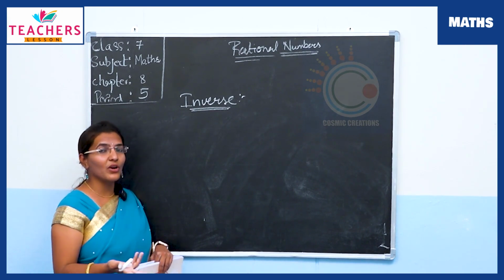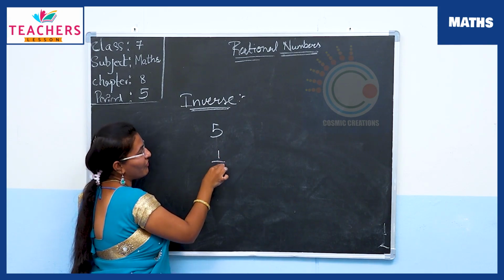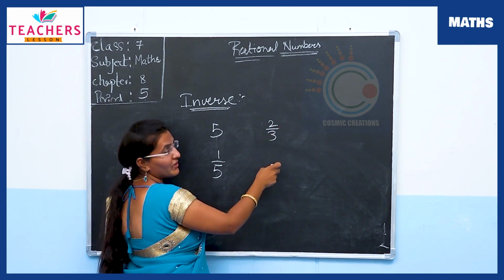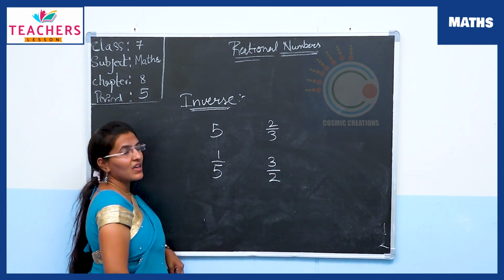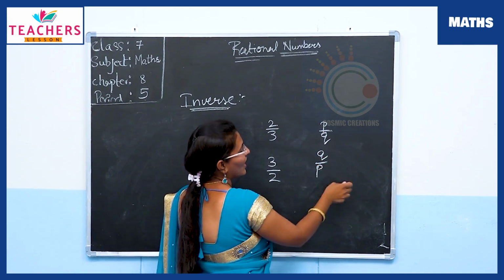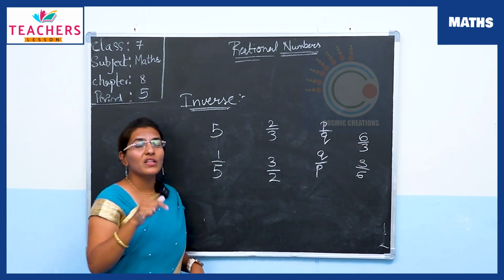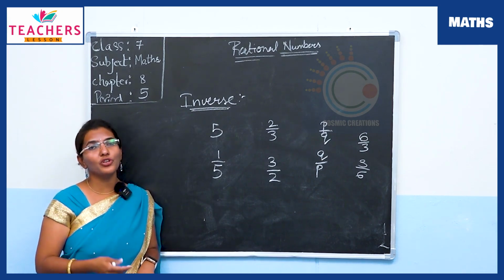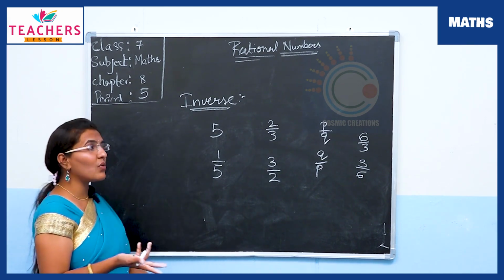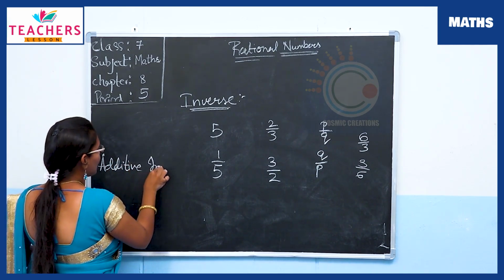That means reverse. So if you take 5, then what is the inverse of 5? Yes, 1 by 5, reverse of it. If you take 2 by 3, what is the inverse of it? It will be 3 by 2. If you take p by q, what is the inverse of it? q by p. And if you take 6 by 3, what is the inverse of it? 3 by 6. So the numerator comes to the denominator and the denominator comes to the numerator. This is the concept called inverse, you all know. So what is additive inverse now? Let's see.